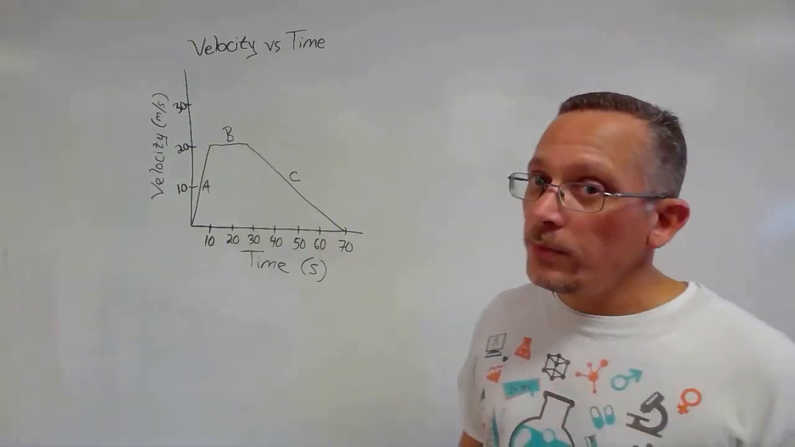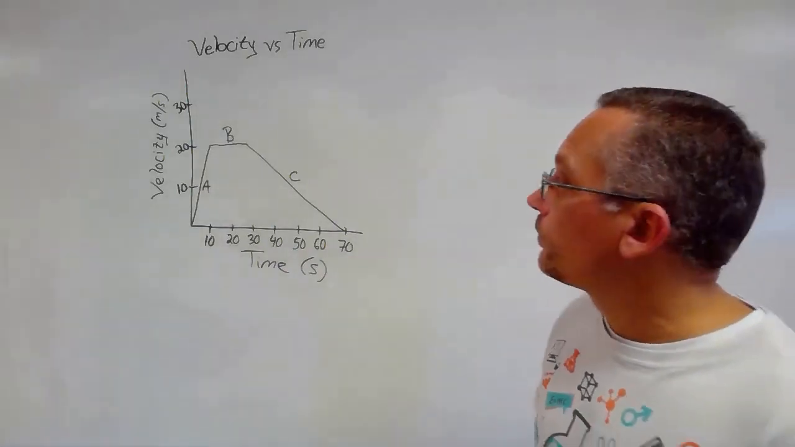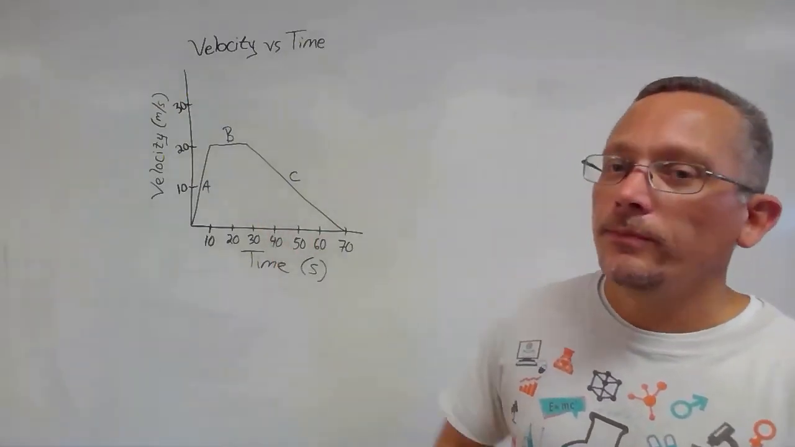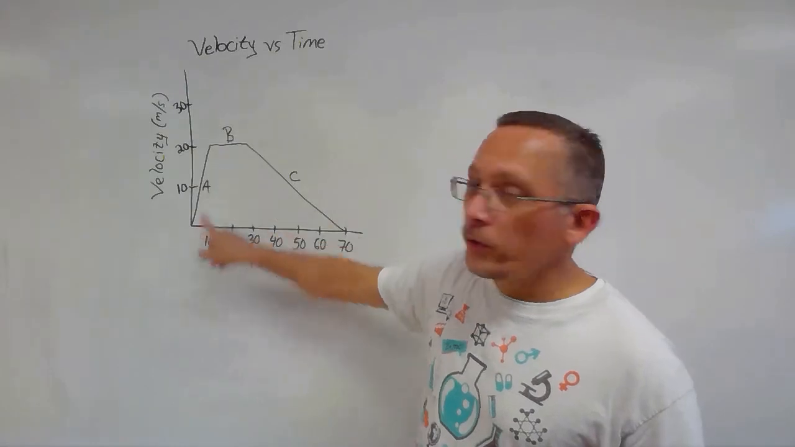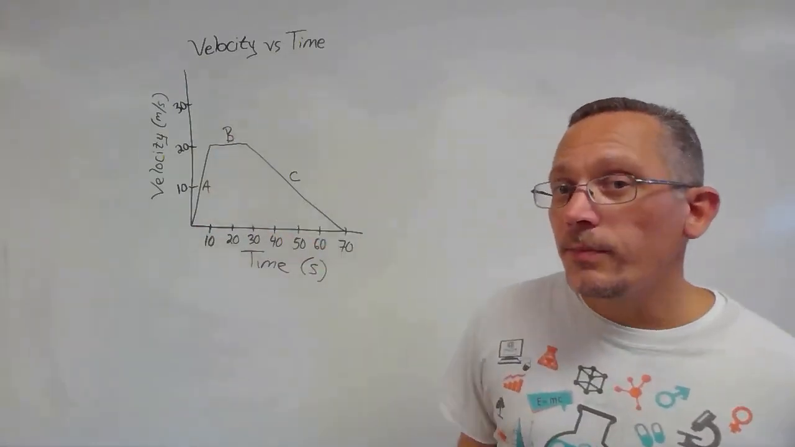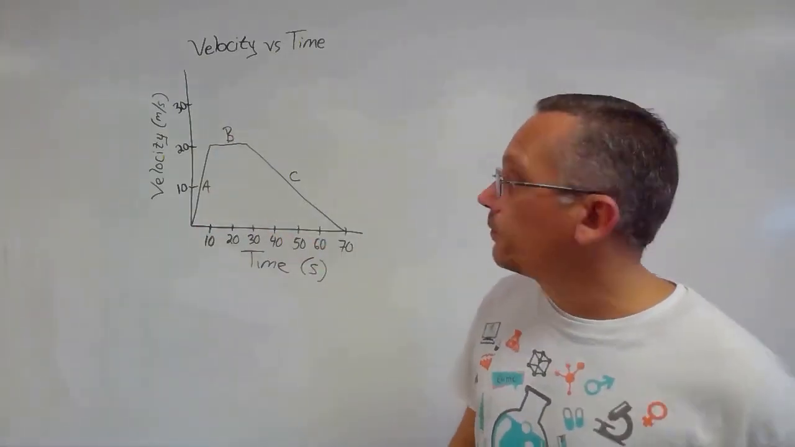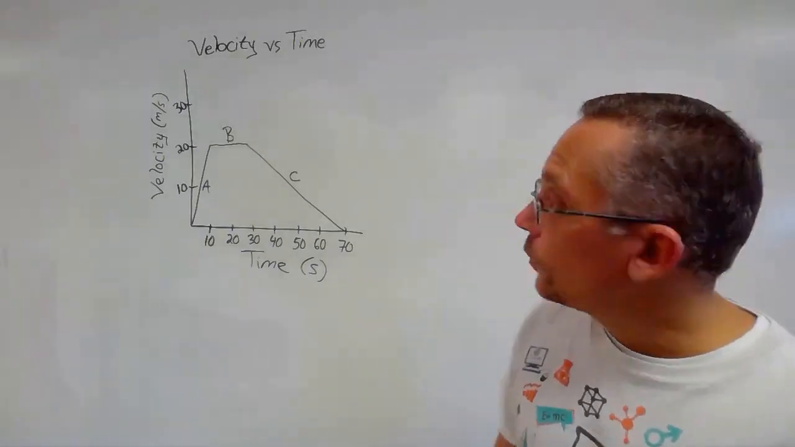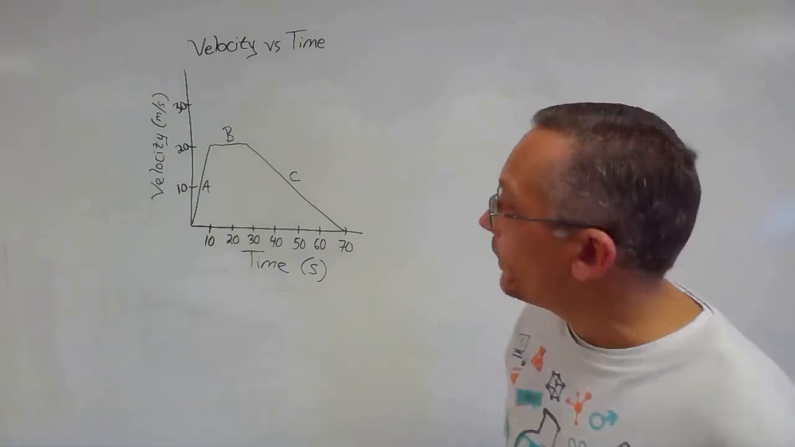So was my object speeding up or slowing down? Well, if I went from 0 to 20, it was speeding up, right? So when I see an upward slope like that, that tells me my object is speeding up. And we have a special name for that. We call it acceleration. We'll talk a little bit about acceleration in just a minute here.